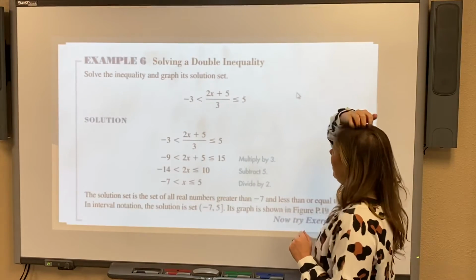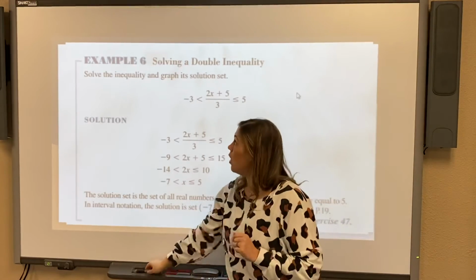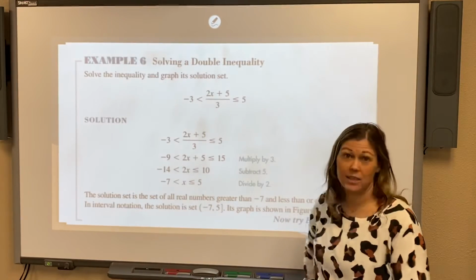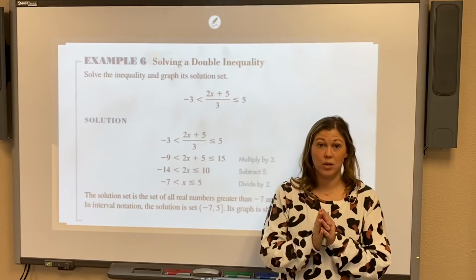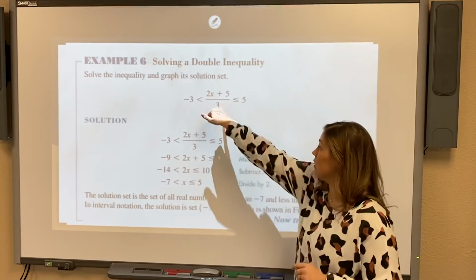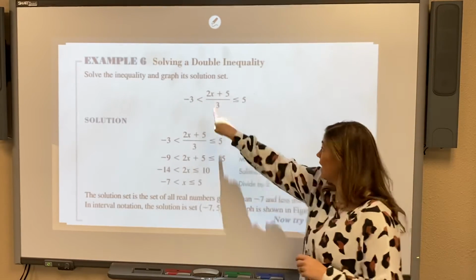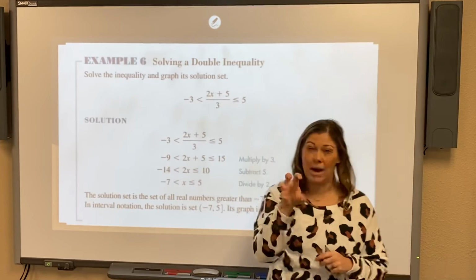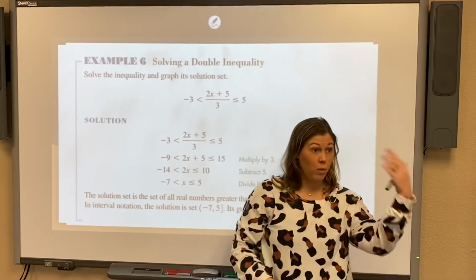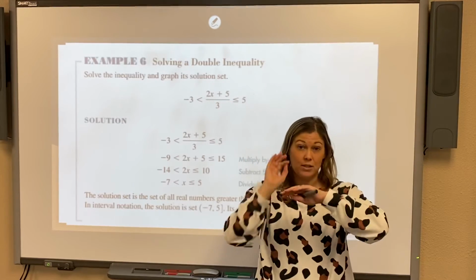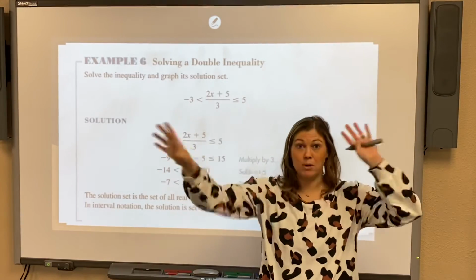So now we have solving double inequalities. To solve these inequalities and graph its solution set. So here we have a compound inequality, and so we're looking for our x value that's between these numbers. So we need to get this x in the middle by itself. Okay, so instead of doing what you do to one side, you do to the other, it's what you do in the middle, you have to do to both sides.